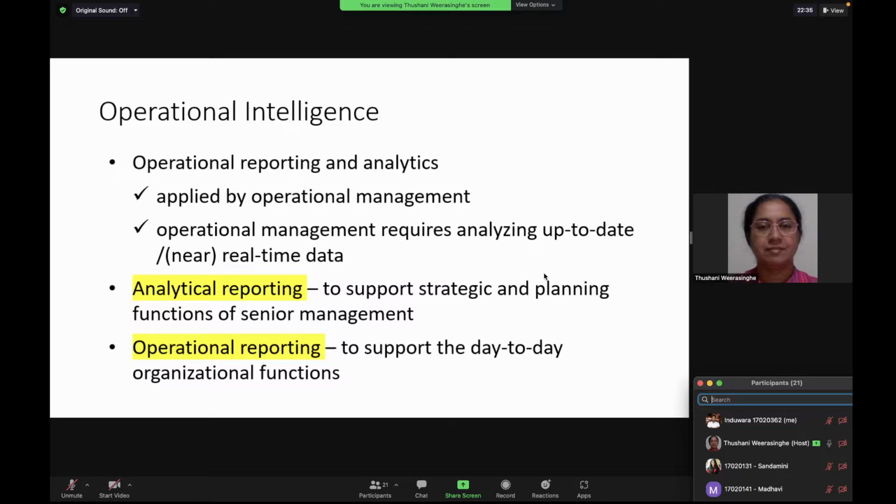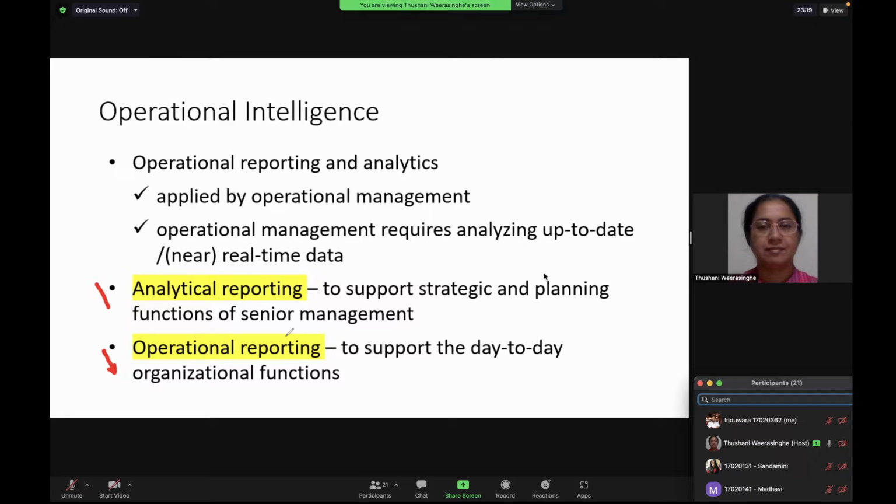So there are two parts like this: operational reporting and analytical reporting. Analytical reporting is mostly used by senior management. For operational reporting, you need to have middle level managers there. Operational reports are for people who are actually involved in the operational tasks. Those who have managerial decision making power should have access to these operational reports. Then only can they take the required decisions.